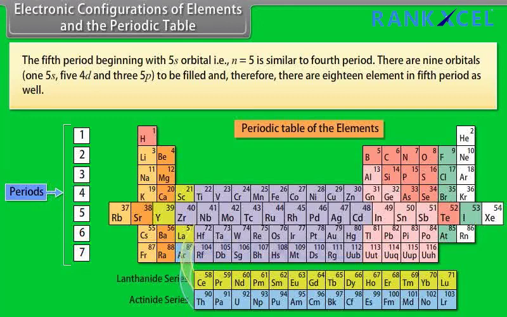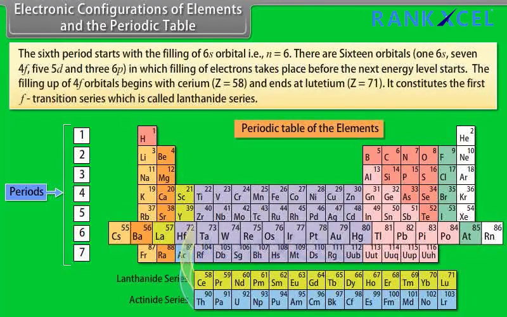The fifth period beginning with 5s orbital, that is, n equals 5, is similar to the fourth period. There are 9 orbitals, one 5s, five 4d and three 5p to be filled, and therefore there are 18 elements in the fifth period as well. The sixth period starts with the filling of 6s orbital, that is, n equals 6. There are 16 orbitals, one 6s, seven 4f, five 5d and three 6p, in which filling of electrons takes place before the next energy level starts.